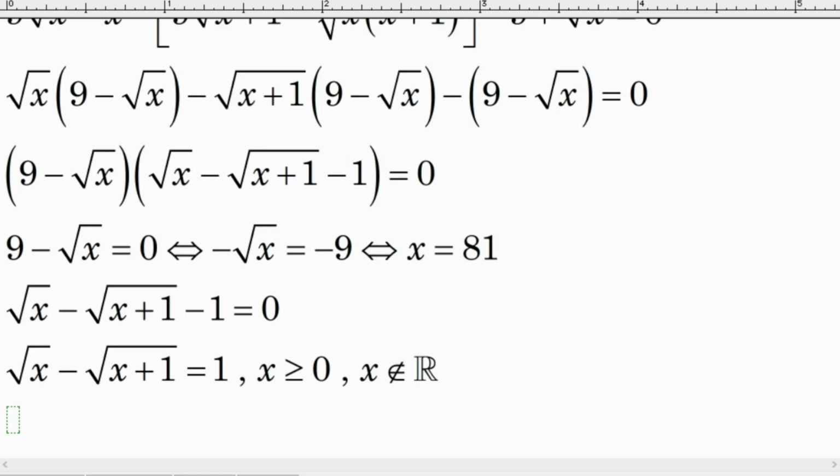Okay, so finally we take only x equal to 81 as the answer. Okay, so therefore x equal to 81 is the root of the equation.